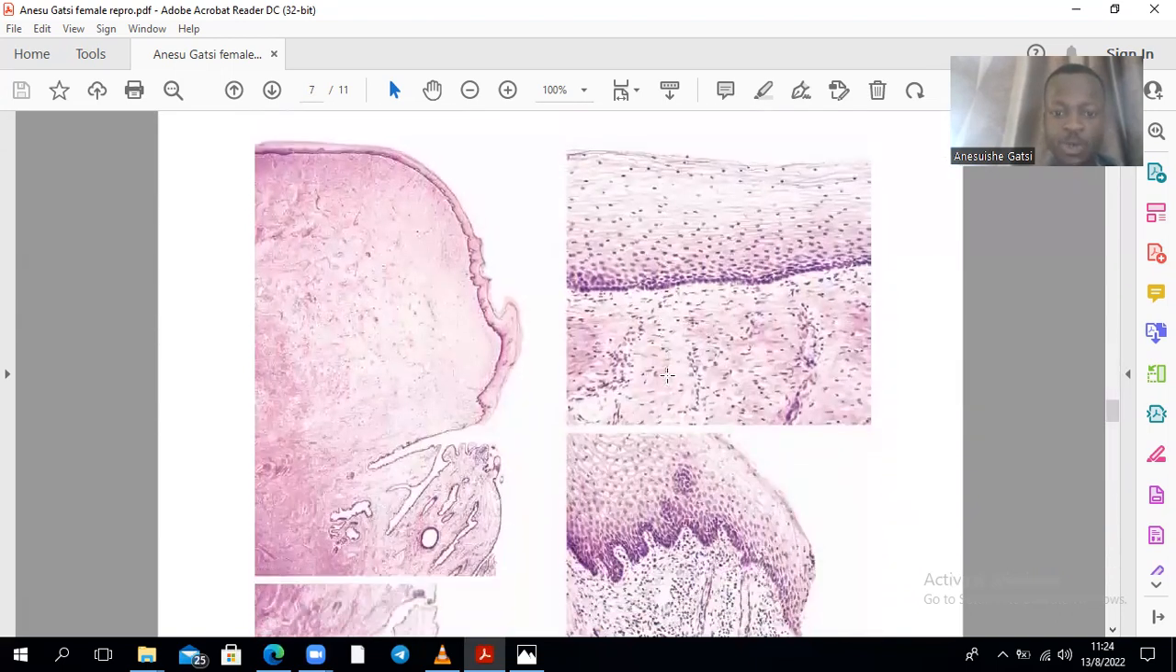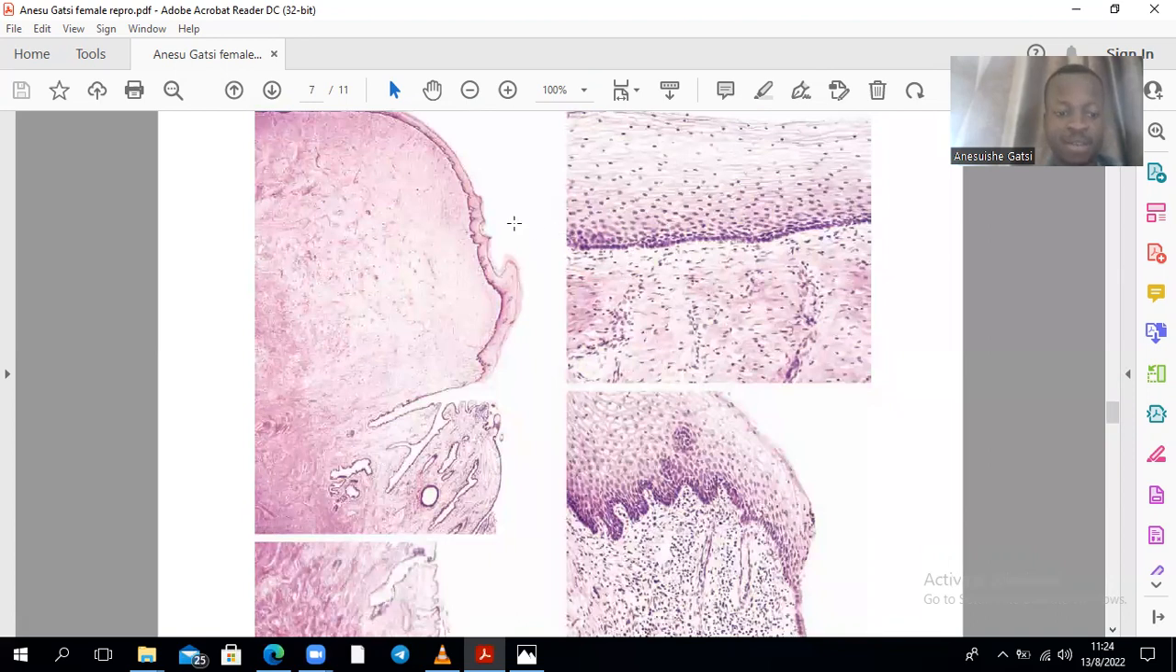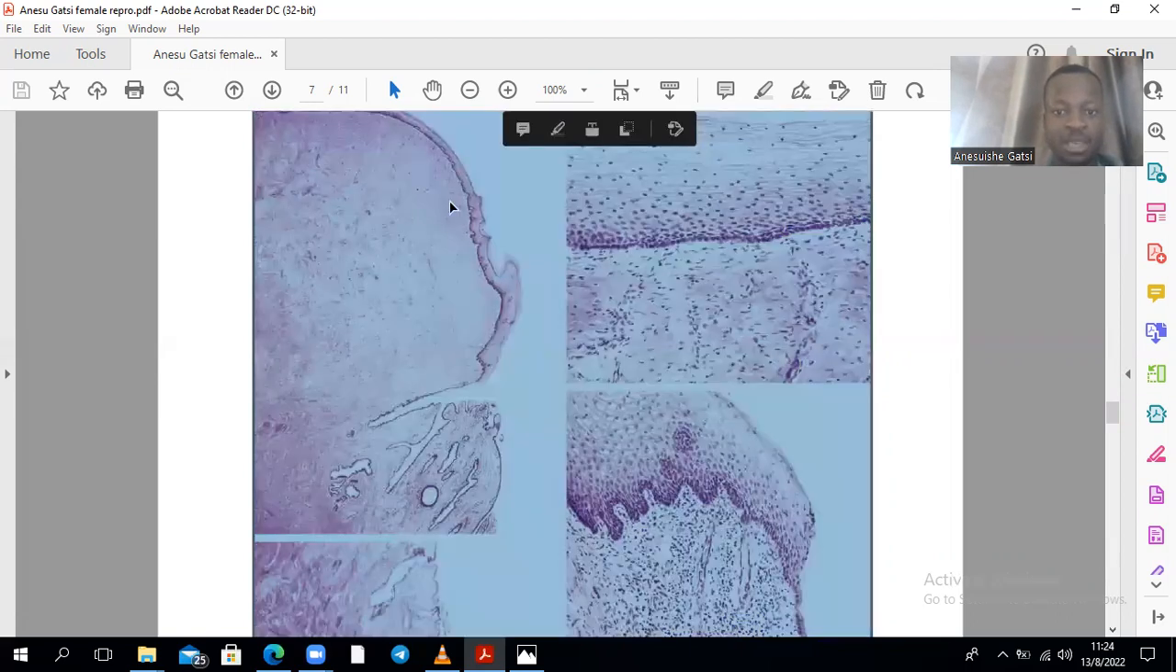This is still uterine tissue, but it's now the cervix. So this is basically the mucosa. You can see the epithelium right over there. You can look at the side that we now have stratified squamous epithelium. That's the exocervix.